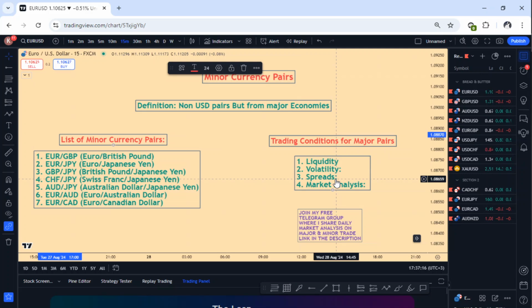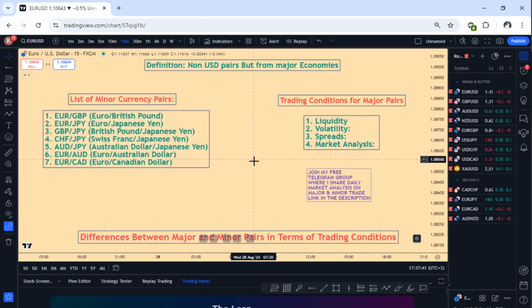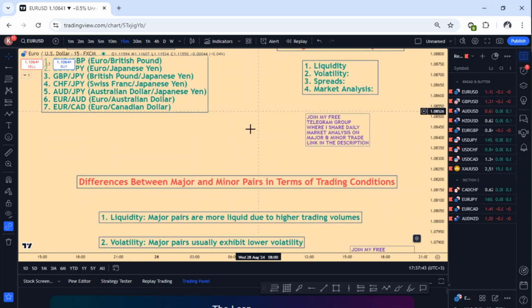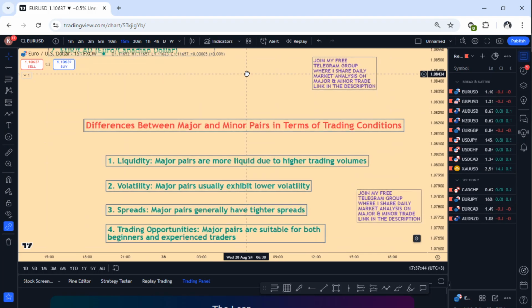What about market analysis? While minor pairs are covered in the market analysis, they do not receive as much attention as major pairs, so it makes them slightly more challenging to find in-depth analysis. But the principle that works in major pairs also works in minor pairs if you know how to do your analysis.